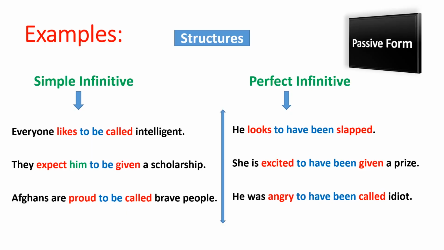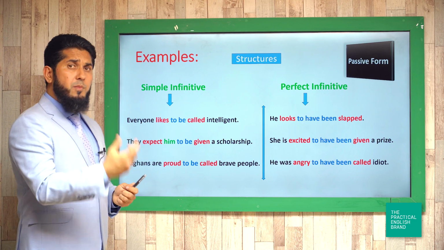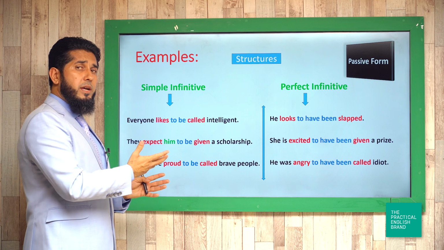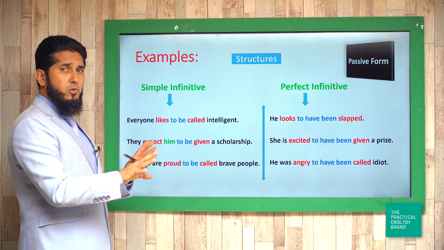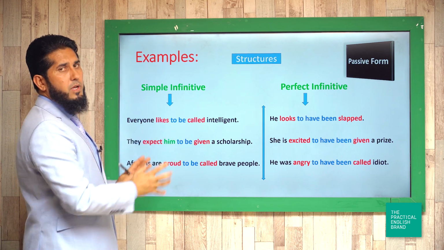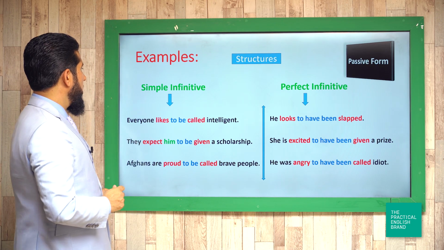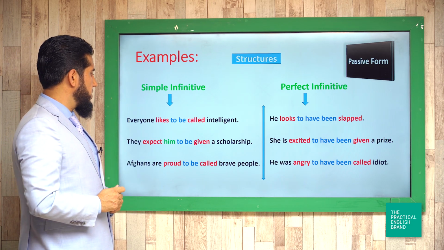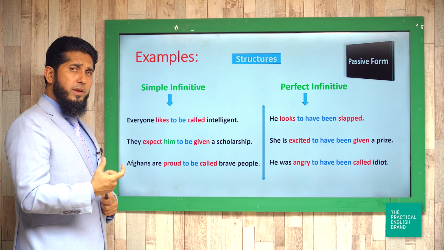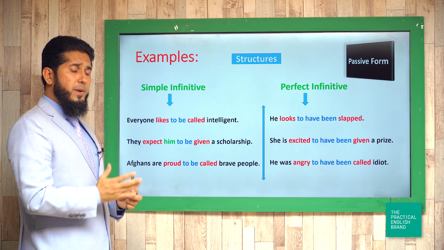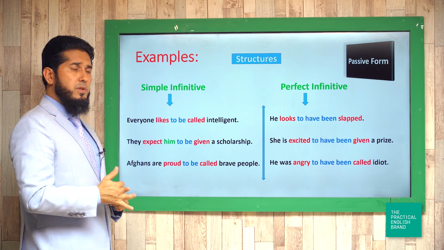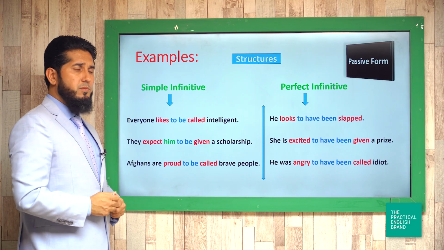So everyone likes to be called intelligent. In perfect infinitive, he looks to have been slapped. I'm going to be explaining the concepts on the next slides, but here I'm just showing you the differences in the structures of these two forms. So if you look at the first example, the verb like, which is infinitive verb, is followed by to be as helping verbs and then called, past participle form.